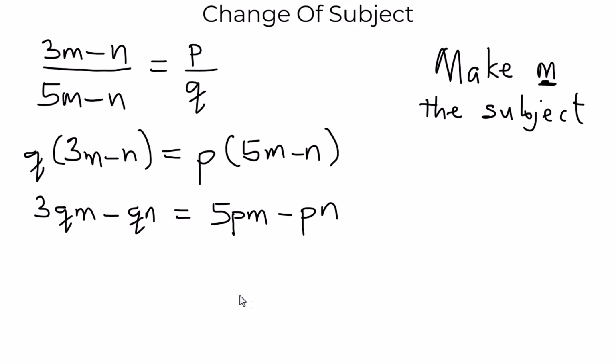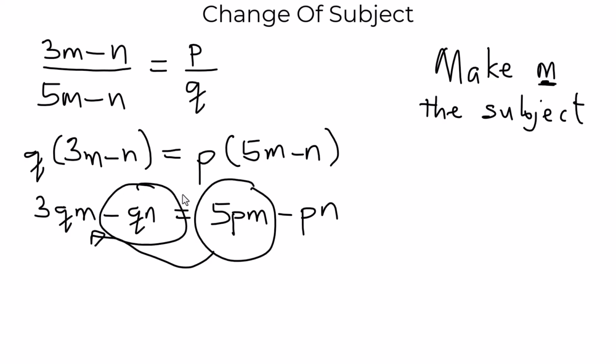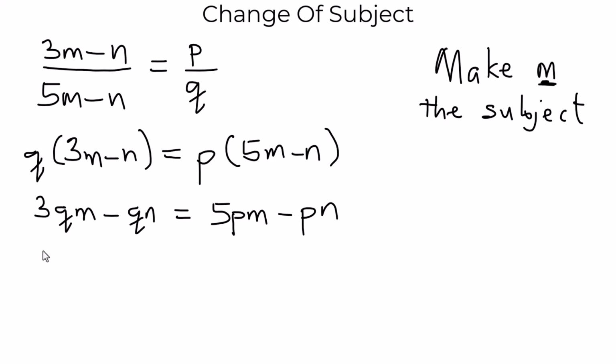So what we are going to do is to just pick this and move it to this side of the equal to sign, and then take this and move it to this side of the equal to sign. I hope that makes sense, right? Hopefully. So let's do that. So you have 3qm minus 5pm.